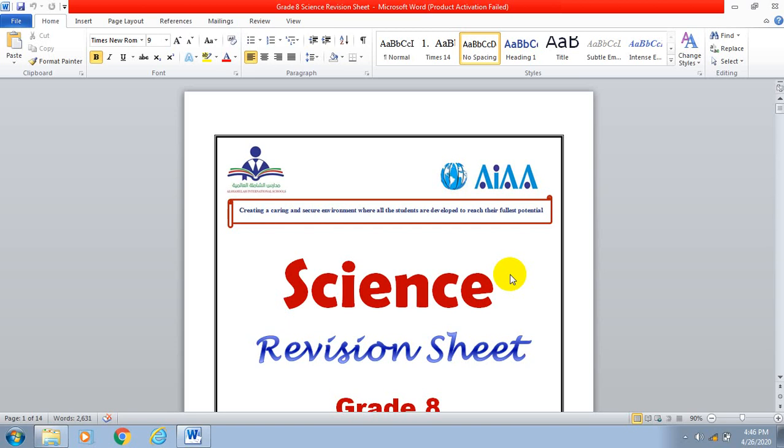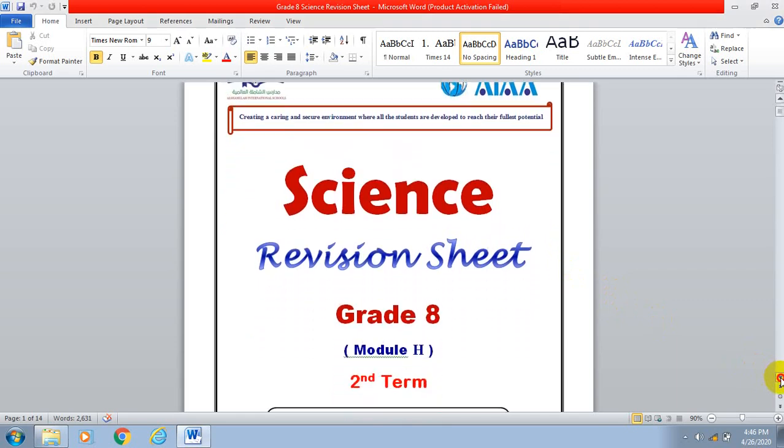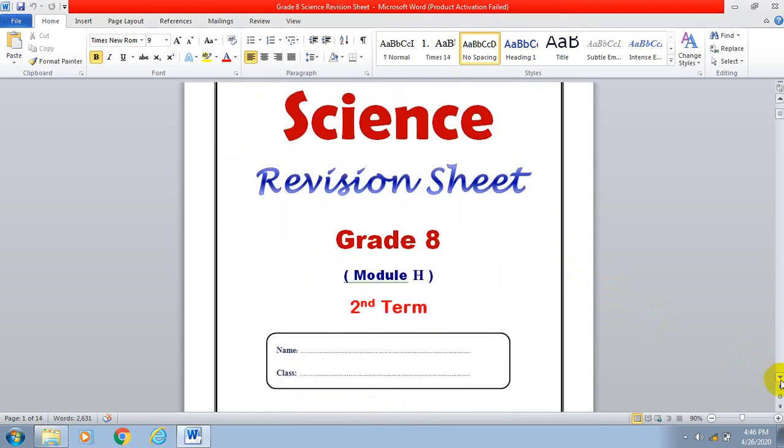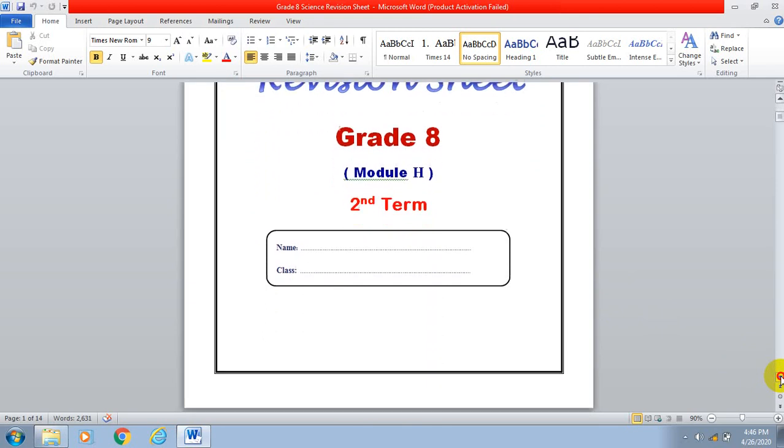We have week 15 and in this week we are going to solve some sheets, the science revision sheets for grade 8. This is module 8, the second term. So let's proceed, okay?